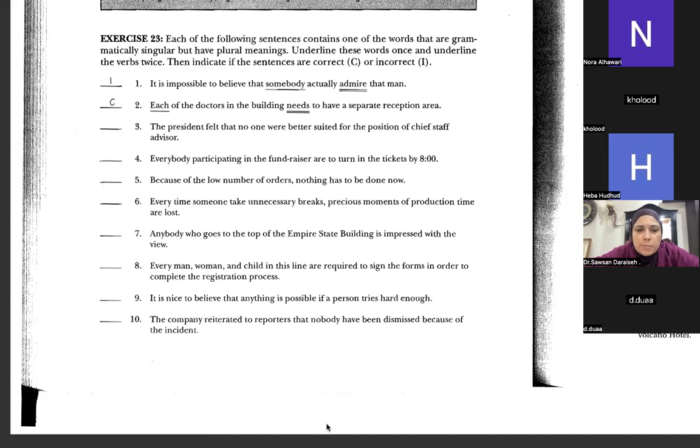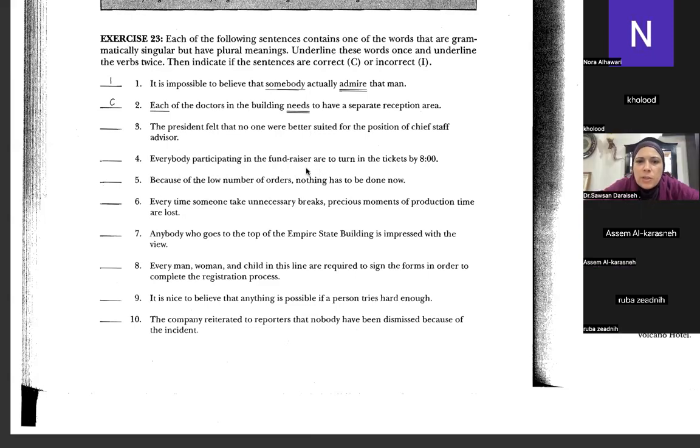"Are" is wrong, according to "everybody" being the subject. Thank you so much. So "everybody" is the subject, and we describe this everybody as participating in the fundraiser. But we said that everybody grammatically is dealt with as singular, and so the verb should be singular. It's not singular here, so we should change it. Everybody participating in the fundraiser is to turn in the tickets by 8 o'clock.